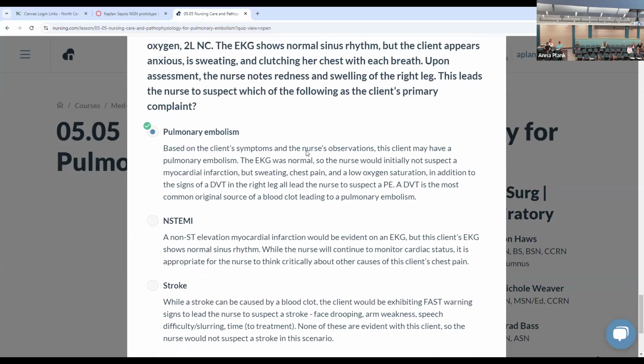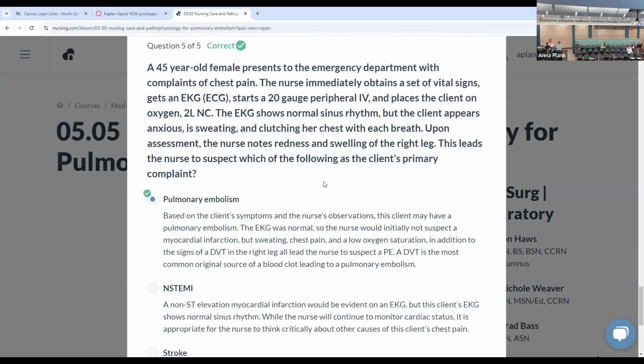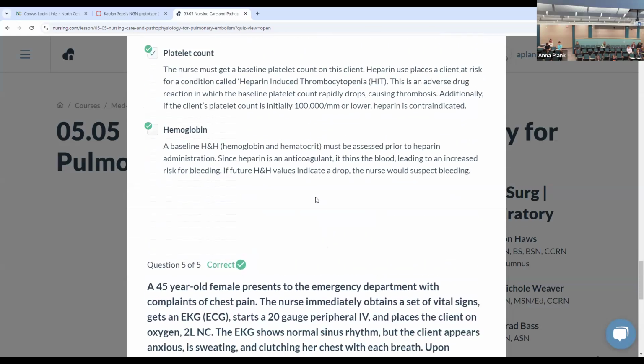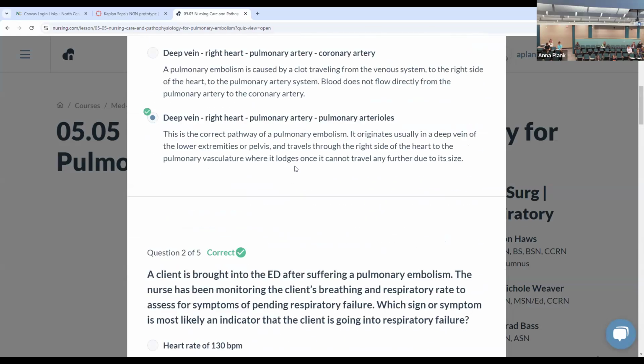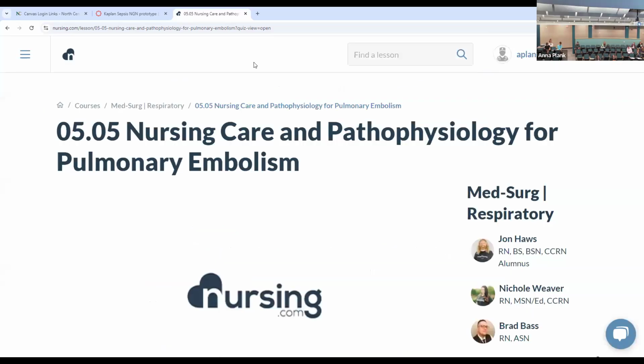Right? When you do your Kaplan, when you do your remediation, do you read them like that? Go back through and see what they all look like? Is that helpful? Yeah. Okay. Let's try another one.